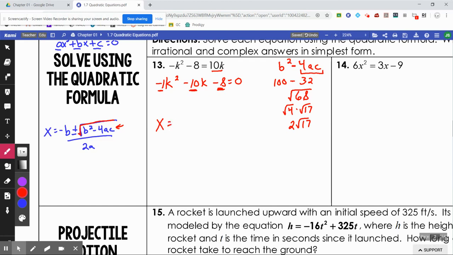X is equal to negative b, which would be negative negative 10, which is 10, plus and minus the square root of b squared minus 4ac. We're done with every bit of that. That's 2 root 17, all divided by 2 times a. A is negative 1, so that'd be negative 2.